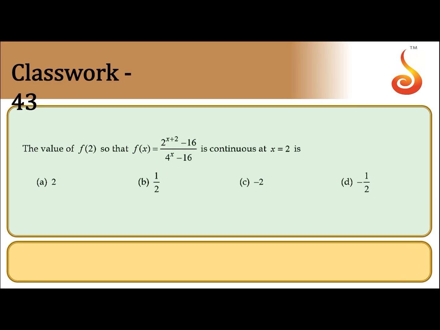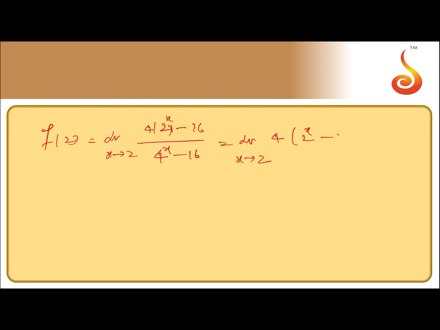Coming to the next one, find the value of f of 2 when the function is continuous. It means the value of the function is equal to the limit of the function, (2 power x plus 2 minus 16). So f of 2 is equal to the limit as x tends to 2. 2 power x plus 2 means 4 times 2 power x, minus 16, divided by 4 power x minus 16. I can take out the common value: limit as x tends to 2 of 4 multiplied by (2 power x minus 2 square) divided by (4 power x minus 4 square).